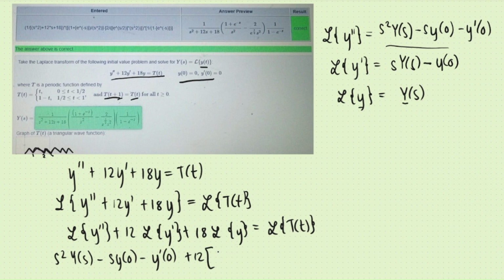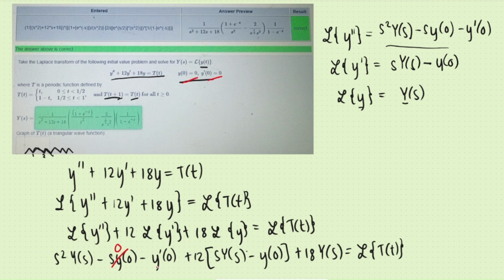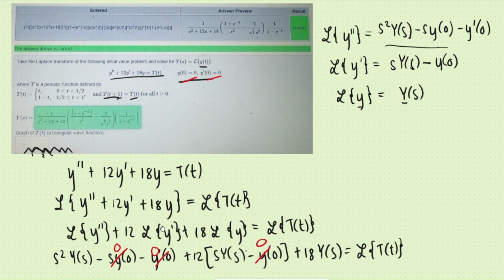plus 12 times Laplace of y', which is s Y(s) - y(0), plus 18 times Laplace of y, which is just Y(s), is equal to Laplace of our periodic function T(t). But we can cancel these things out because y(0) is just 0 from here, and y'(0) is just 0. We cancel those out.